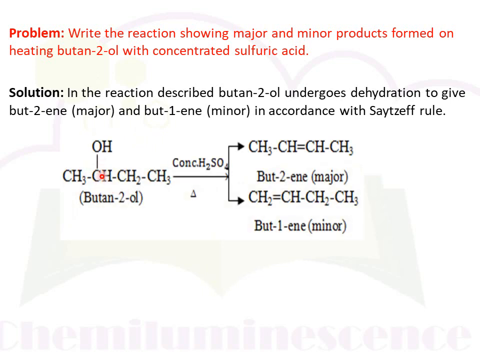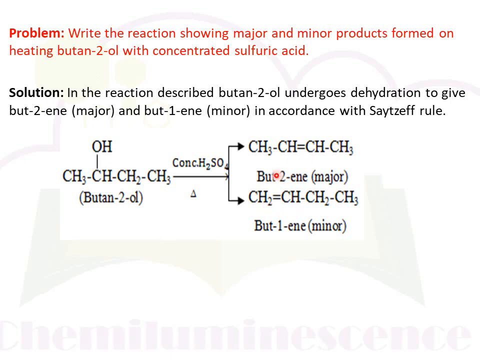The hydroxyl is present on this carbon, so it is the alpha carbon, this carbon is a beta carbon, and this one is another beta carbon. That means once hydrogen is removed from here, and the second possibility is that hydrogen is removed from here. Hence the products are formed. These two products will be formed. This one will be formed as the major and this one as the minor, because this is the more substituted alkene and this one is the less substituted alkene.